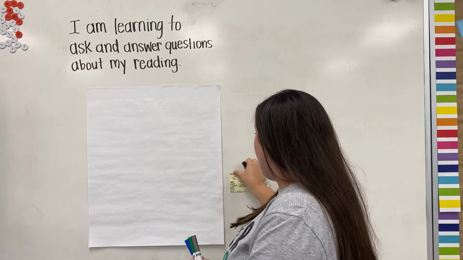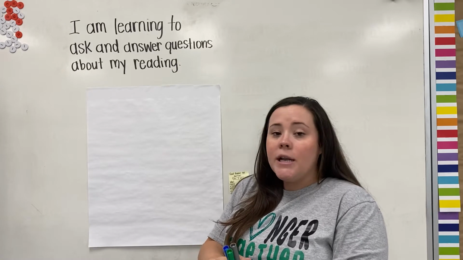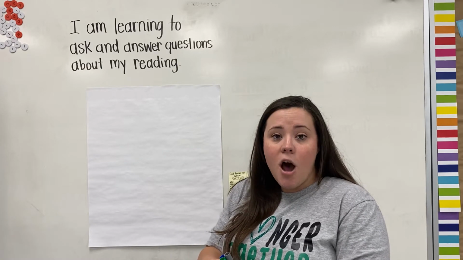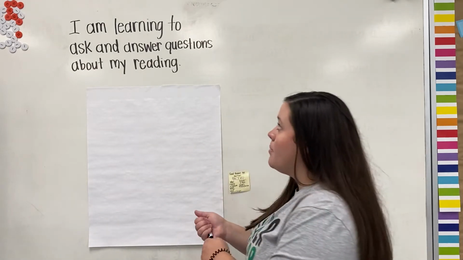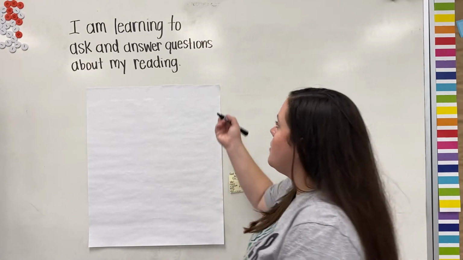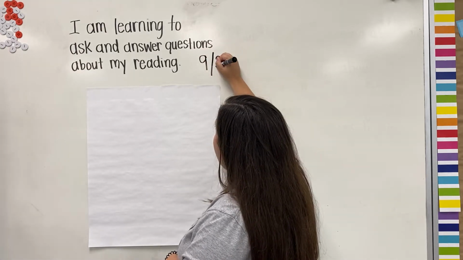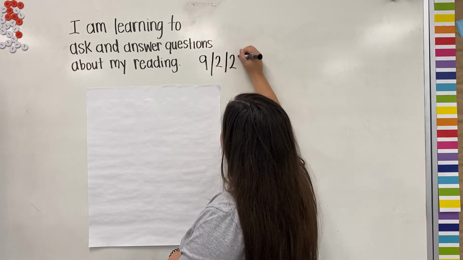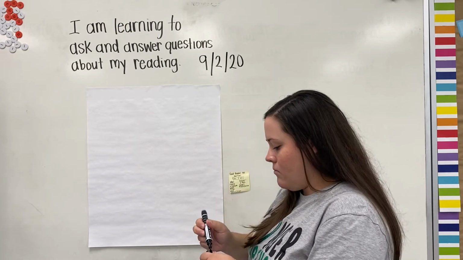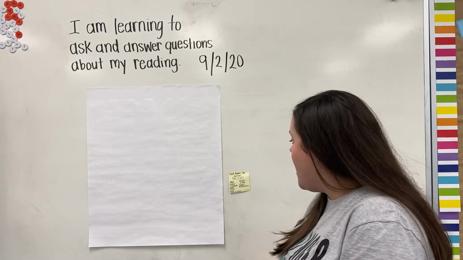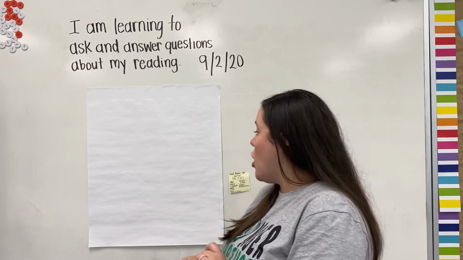Okay, so go ahead and open up your notebook page, and the very first thing that we're going to do is put the date at the top. So at the very top, I'm going to actually write mine on the board, but at the very top of your notebook page, I want you to write that it is 9/2/20. It is September the 2nd of 2020. All right, once you have that on your paper, we're going to go ahead and get started with our anchor chart.